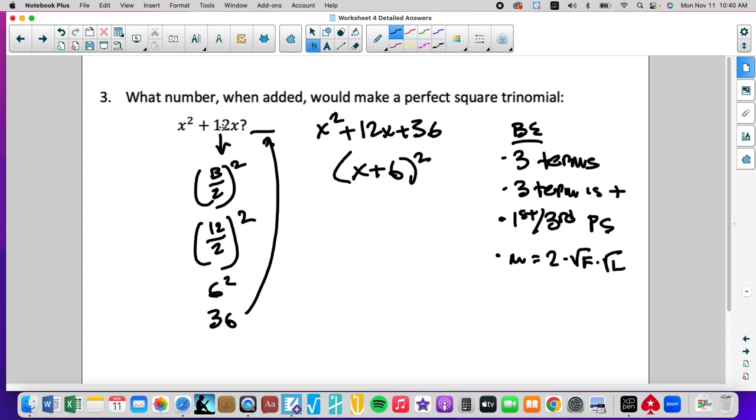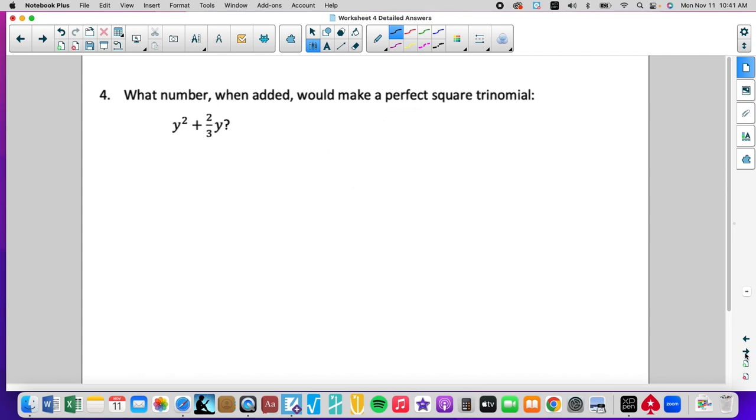So you always take half of your b value. ax squared plus bx plus c is how quadratic equations or quadratic expressions are written. So this is my a, this is my b, and my c. Whenever we complete the square, a must be 1, which it is in this case. So we take half, square it, and that would be the constant we would need in order to make a binomial square. That's really what they're asking: what number when added would make a perfect square trinomial? a is 1, so that's good.